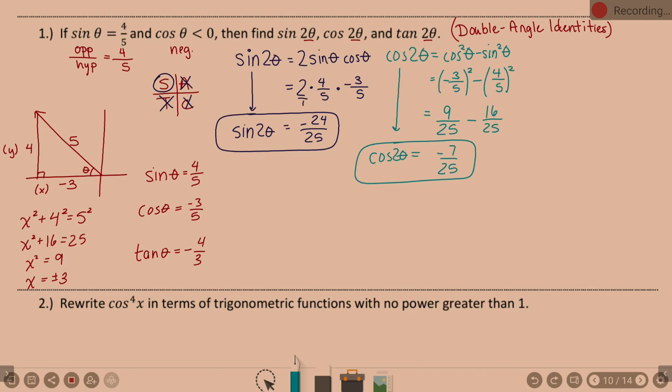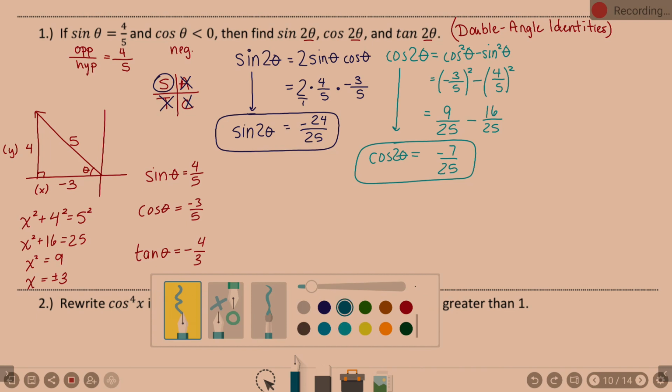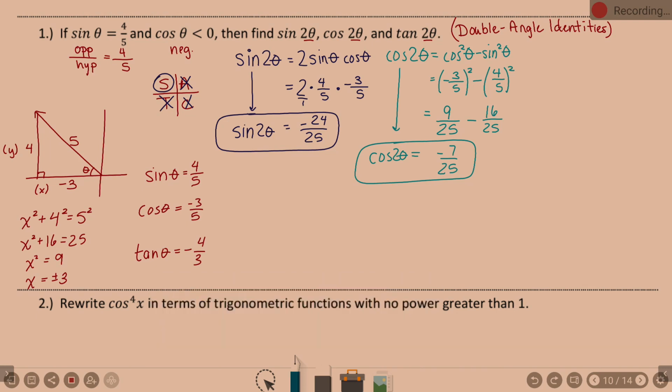And guess what? One more. Find room on your paper somewhere to squeeze one more in. I'll be honest, even I'm starting to run out of room here, but what is my identity for tangent 2 theta? 2 tan over 1 minus tan. So I'm going to write that with thetas: 2 tangent theta over 1 minus tangent squared theta.